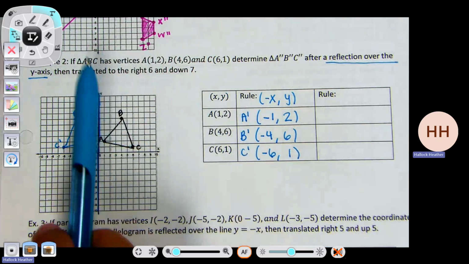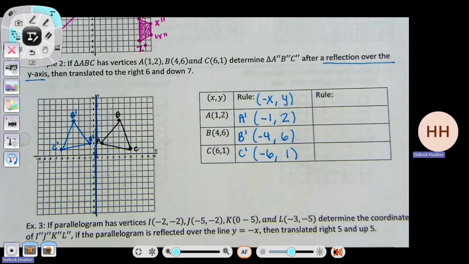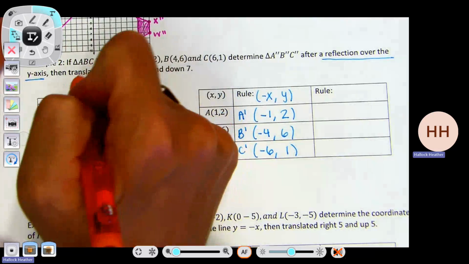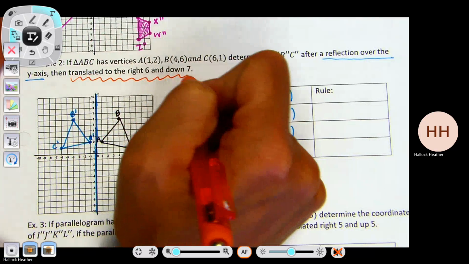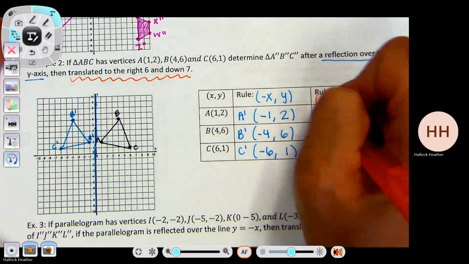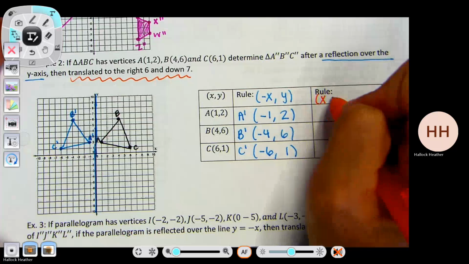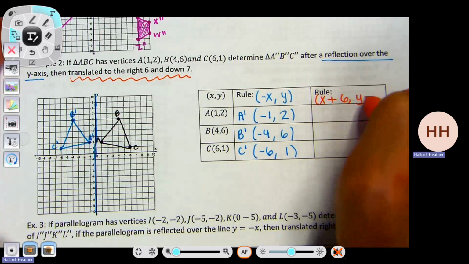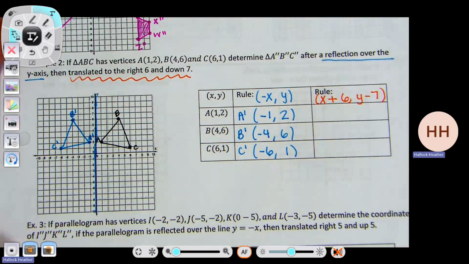So now we need to do the second part. The second part that is stated says we're going to translate it to the right 6. And then we're going to go down 7. So what would be the rule for right 6 and down 7? Heck yes. Okay, nice. So once again, I would just use the graph. You're going right 6, down 7, and just finding the point.